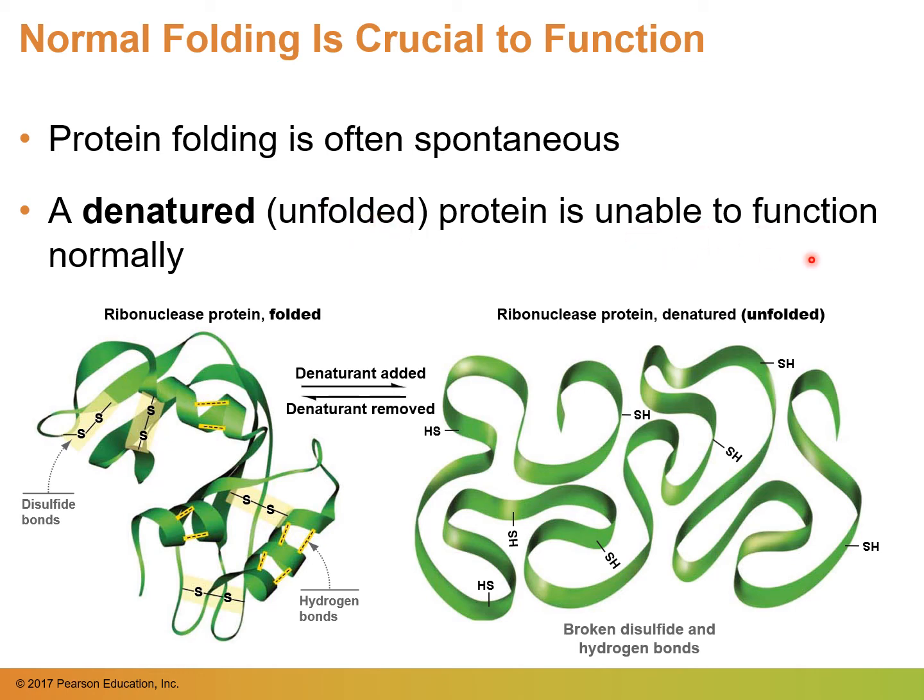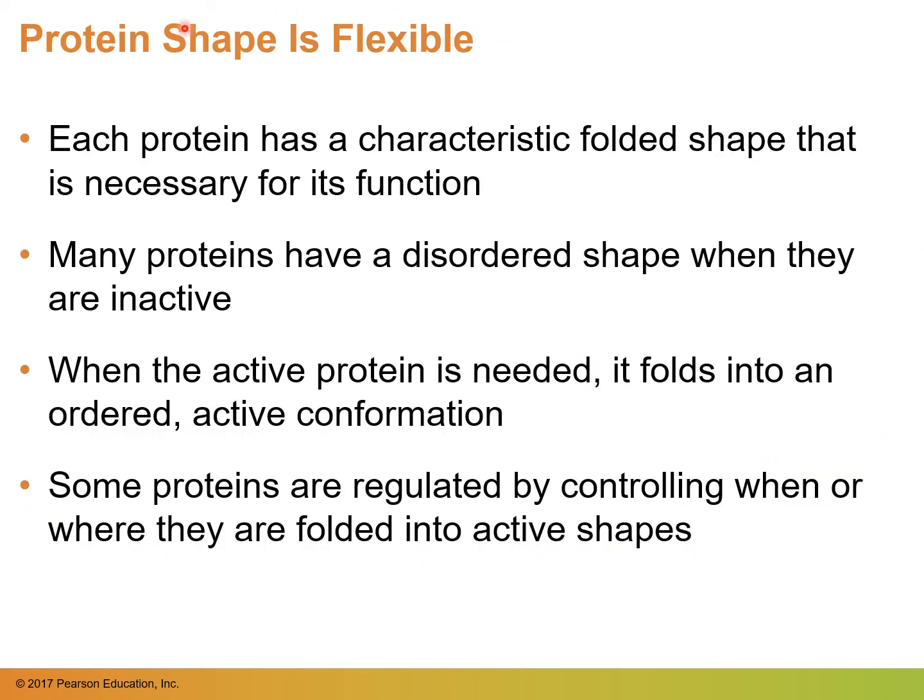and it's going to be unable to function normally. So here we have an example of a protein, right? You can see we have secondary and tertiary structures here, and then we have denaturing happening where now we kind of lost the secondary and tertiary structures. So protein shape is flexible, so each protein has a characteristic fold. But the folding is going to have a very specific function. So many proteins have disordered shape when they are inactive, but when we have active proteins, it needs to be in its proper folding to have an active conformation, right? So it's going to allow it to perform its essential function.